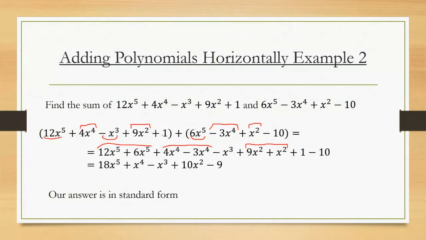Now, finally, we have 1. Can we combine that with anything? Well, the only thing left is minus 10, and we can combine it. We get 1 minus 10. All together, we get this.